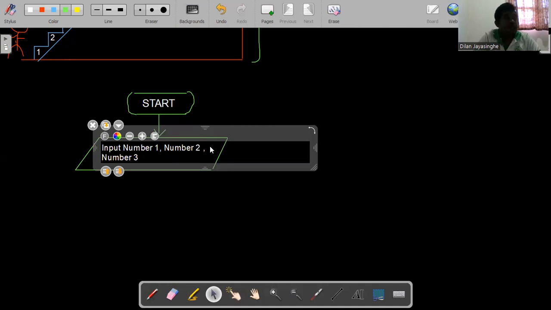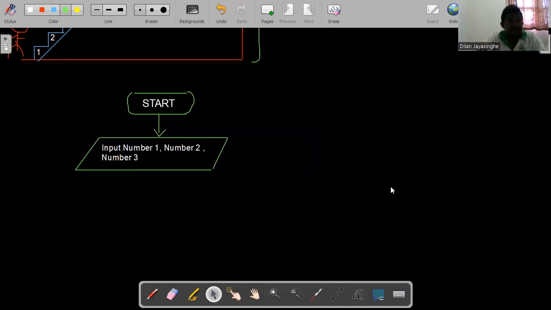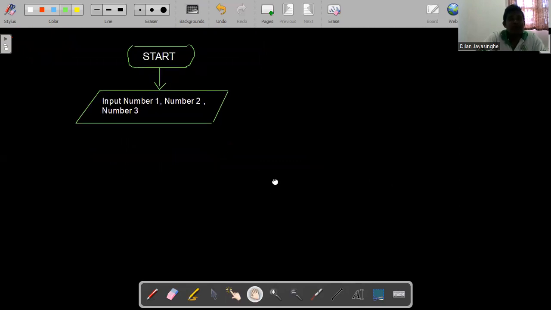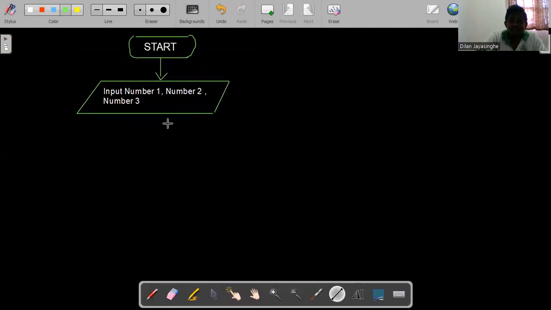Right? Like this. This is the input task. After inputting the numbers, what do we have to do? We have to do the calculation task as a second step.